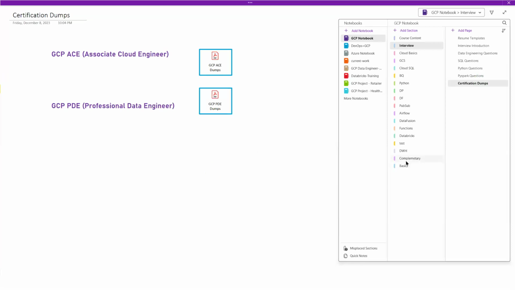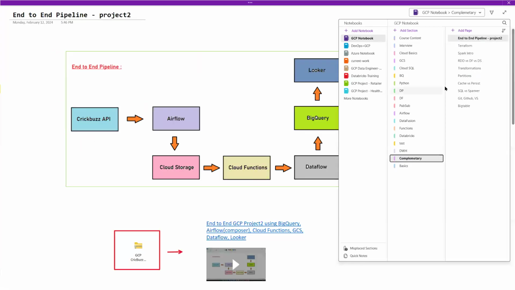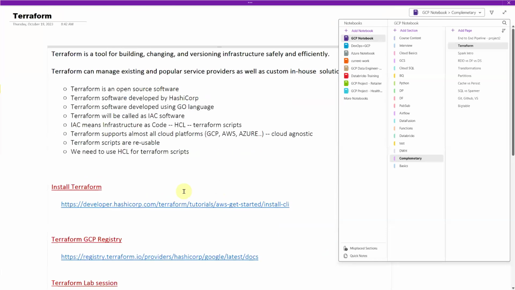And complementary, I think I have not shown you this one. There's a complementary end-to-end project 2, which is a video bite. And the complementary Terraform is also there. Okay, so all of these things are here, guys.